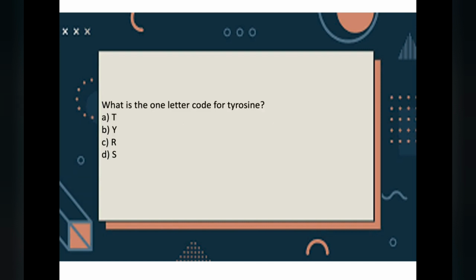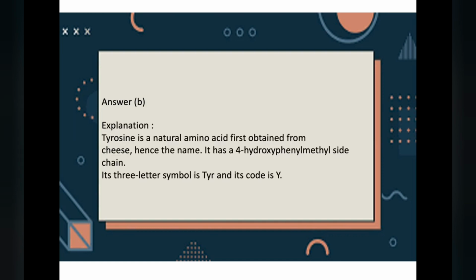Now the next one: what is the one letter code for tyrosine? The one letter code of tyrosine is choice B, which is Y. What is the reason? What is tyrosine? It's an amino acid. It was first obtained from cheese, so we call it by that name. Its structure is 4-hydroxyphenyl methyl. It has a side chain, and the three-letter symbol is TYR. So the code is Y.